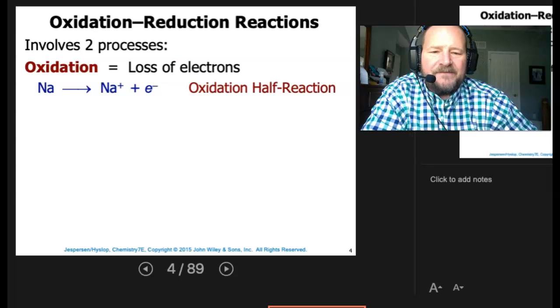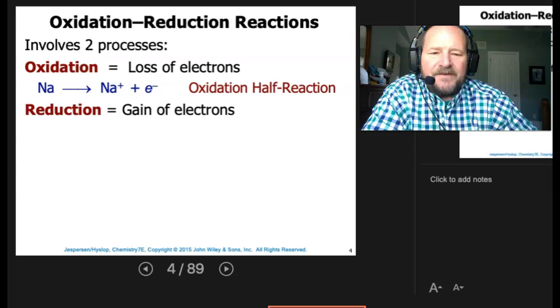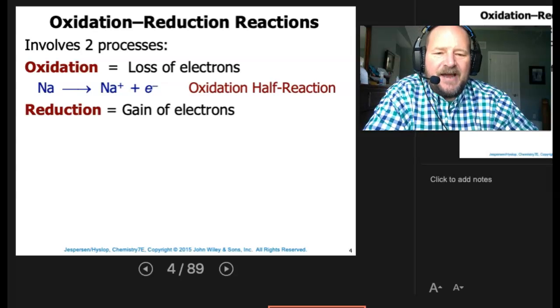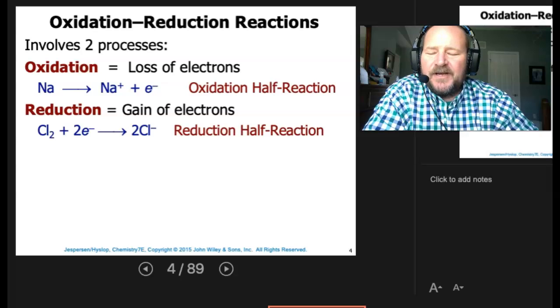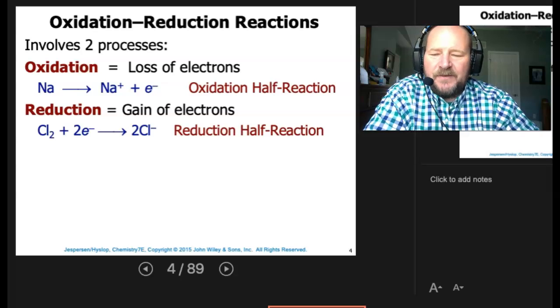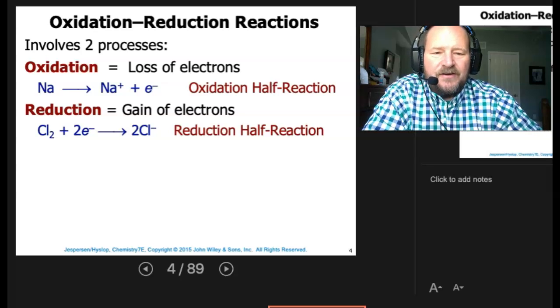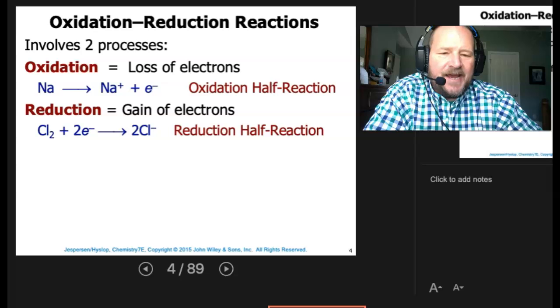So since we now have that free electron, what we're going to need to have is a reduction. Someone's got to gain that electron. Something's got to happen so that that electron is not sitting out there by itself, because that cannot happen. And so here we'll take chlorine gas, Cl2, and we'll add 2 electrons, and that will produce 2 chlorides. And that would be our reduction half reaction. That would be RIG. Reduction is gain. So OIL RIG. OIL, oxidation is loss.